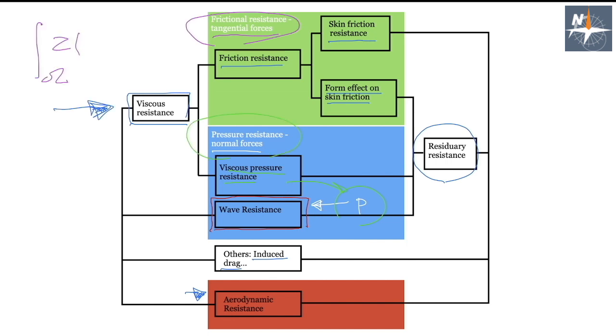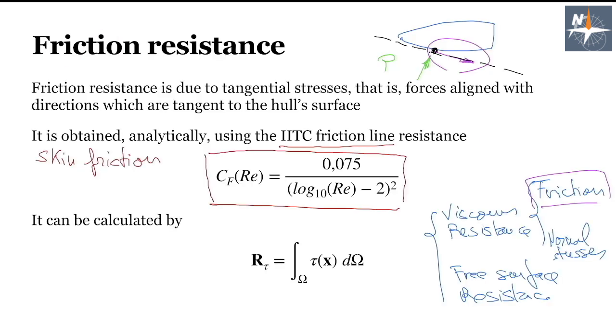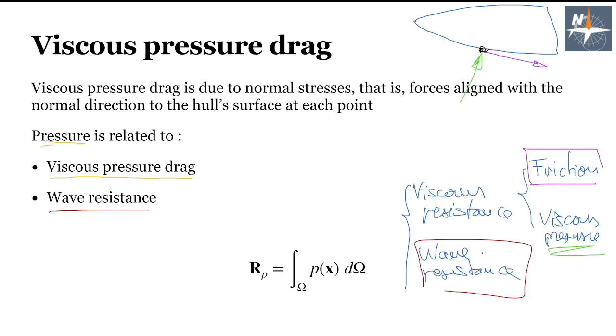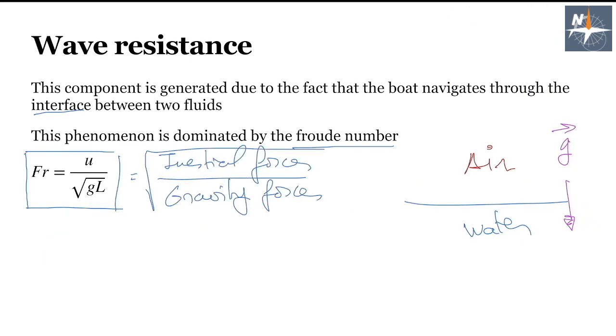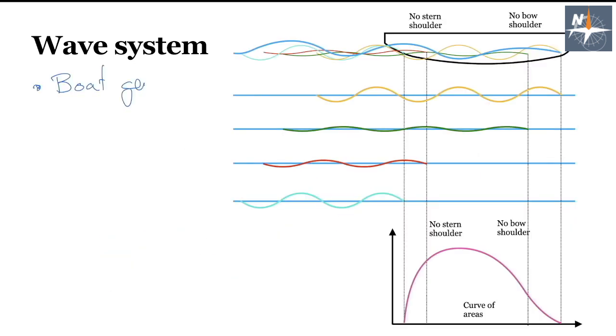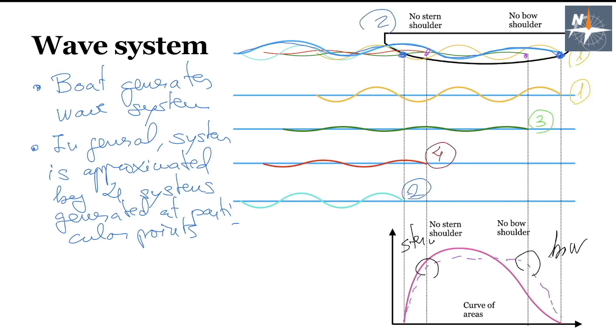We started by reviewing the different components of this force, by considering the different physical mechanisms generating these components. These mechanisms are basically two: viscous resistance, which is a consequence of the viscosity of the fluid, and wave resistance, which is, in turn, a consequence of the fact that the boat navigates through the interface between two fluids. We have also deepened into the subdivision that we could make of these two components.